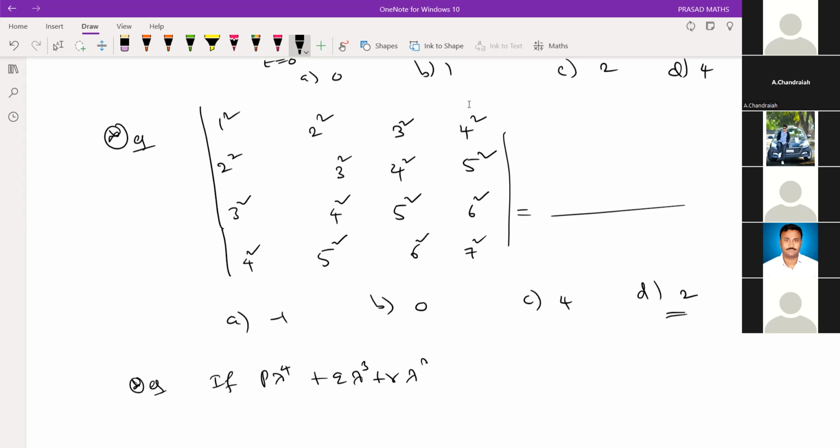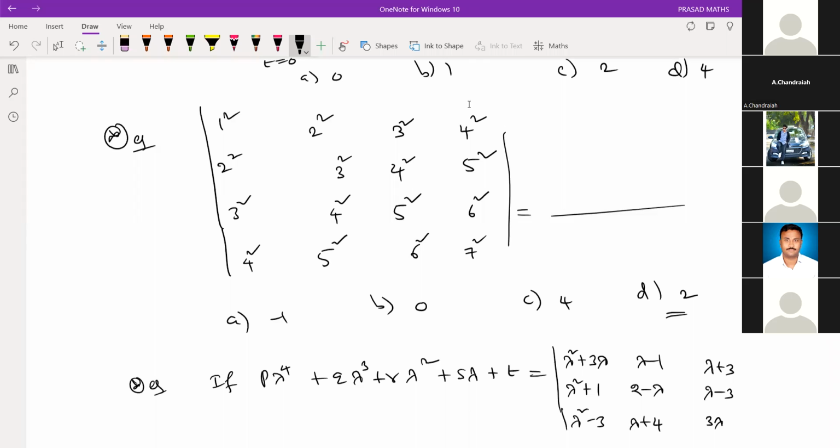Right? Next, if P(lambda) to the power 4, P is a polynomial in lambda, into lambda square plus S into lambda plus T equals the determinant: lambda square plus 3 lambda, lambda minus 1, lambda plus 3; lambda square plus 1, 2 minus lambda, lambda minus 3; lambda square minus 3, lambda square plus 4, 3 lambda.